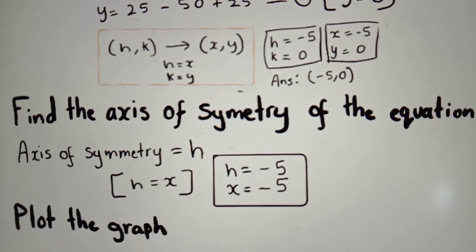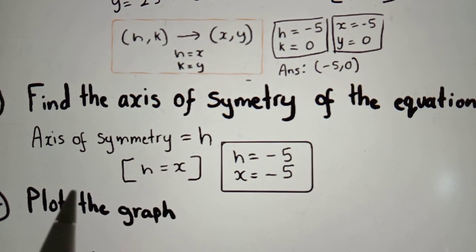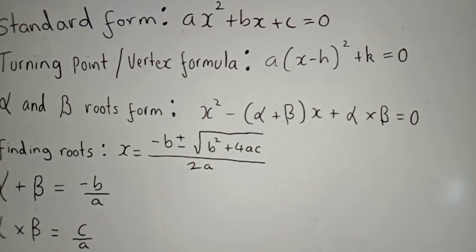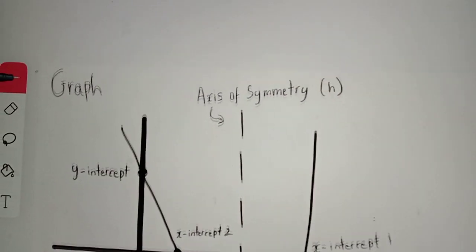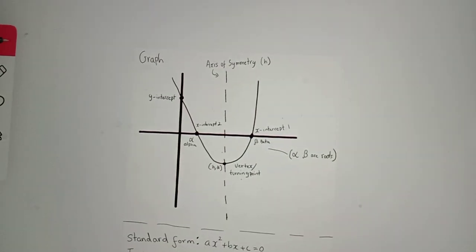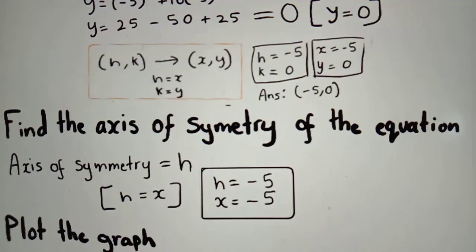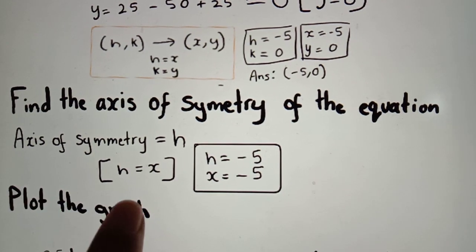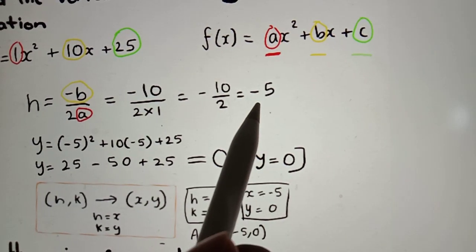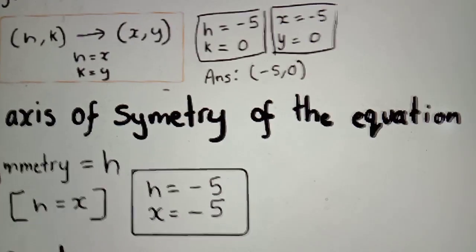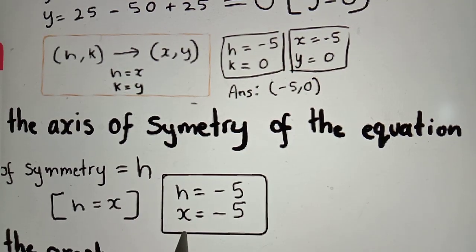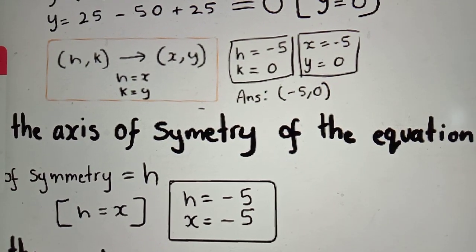This is the axis of symmetry. As we said before, the axis of symmetry is just equal to h. Let me explain through the graph. As you can see here, the axis of symmetry is just h, which is the middle part of the graph. So if the axis of symmetry is only h, and we found h over here, h is equal to negative 5, then we got our answer: h is equal to negative 5, and h is only just x, so x is equal to negative 5 as well.